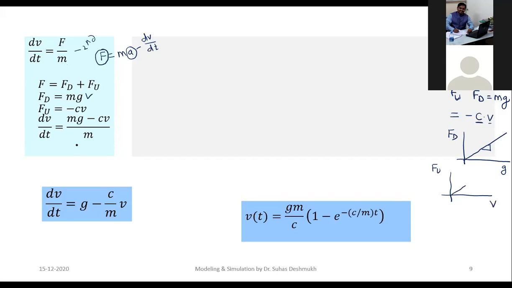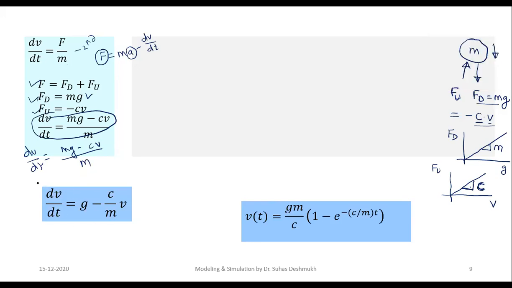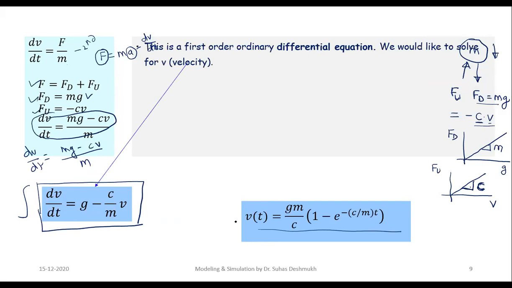minus CV. This is nothing but a downward force. This is a damping force the other way. Now I will get this relation. What that relation says is that the change in the velocity depends on my current velocity. What is the change? That is the slope of that particular velocity. And if I integrate this, I'll get this relation.